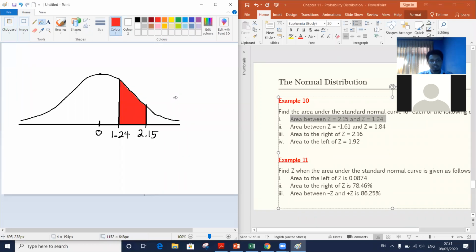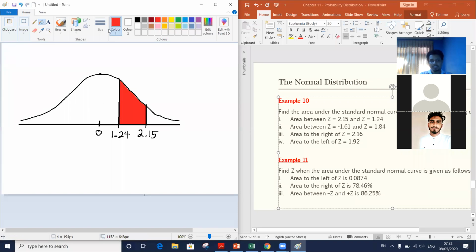How can we find this? So far, what do you know in relation to a normal distribution? What can you say about the area under the normal curve? The area under the normal curve is equal to 1, right? And another thing you know is that a normal distribution is symmetrical.